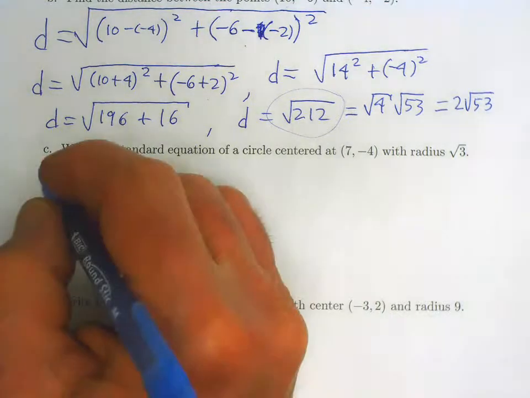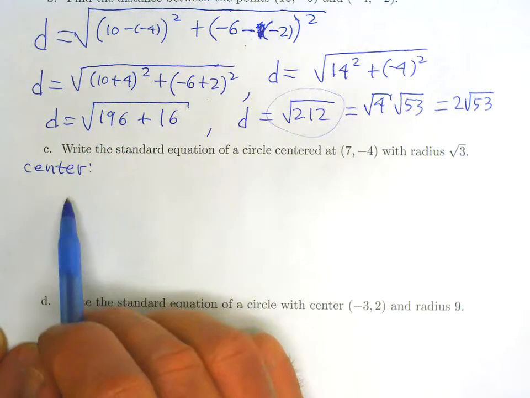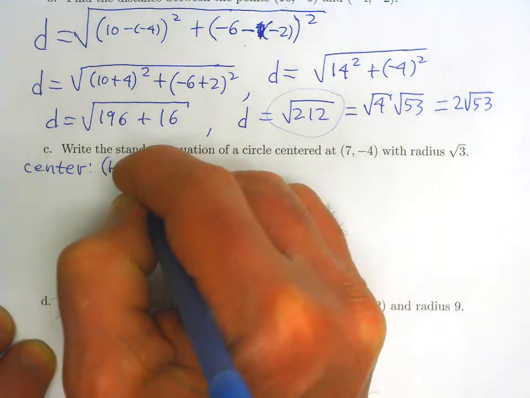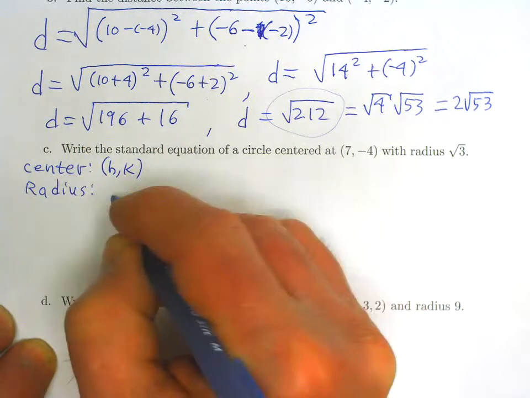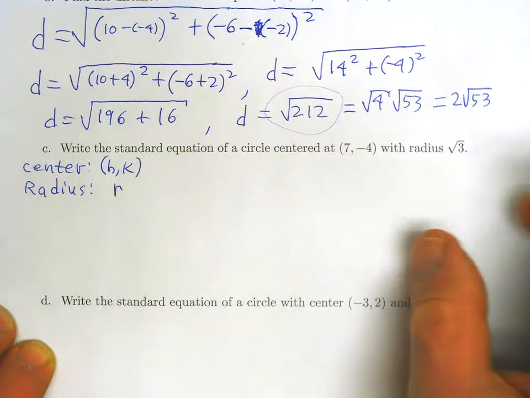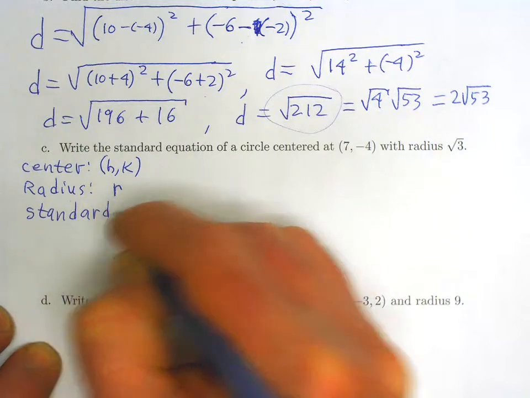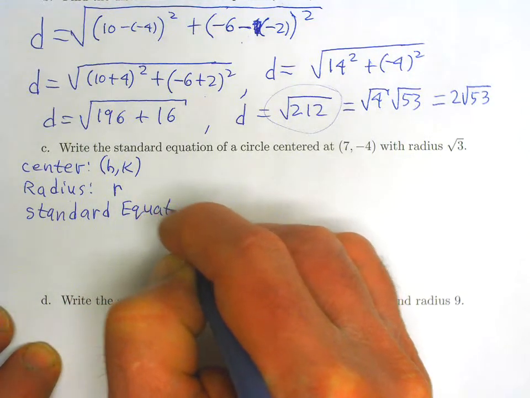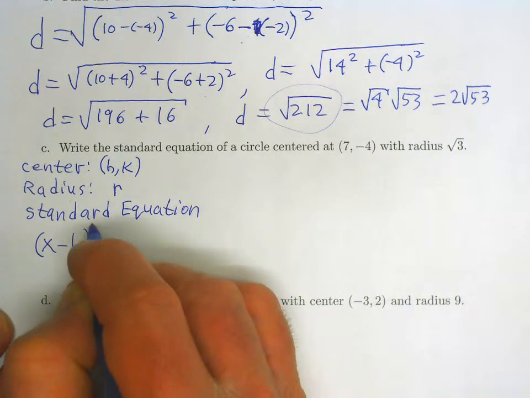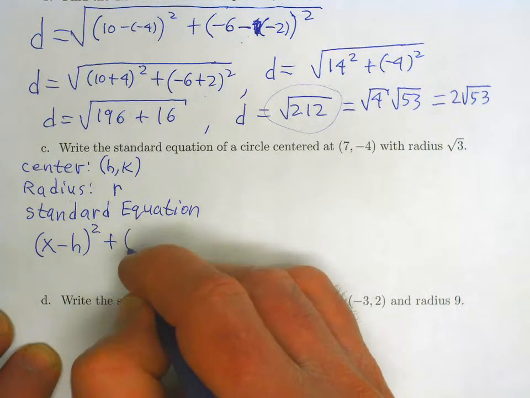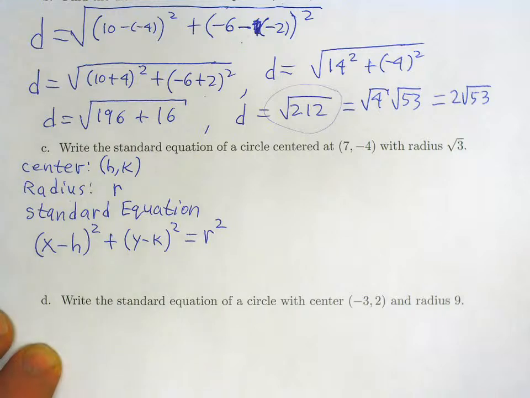So I'll write down the standard equation. If the center is the ordered pair (h, k), and if the radius of the circle is r, then the standard equation for that circle is the quantity x minus h squared plus the quantity y minus k squared equals the radius squared.